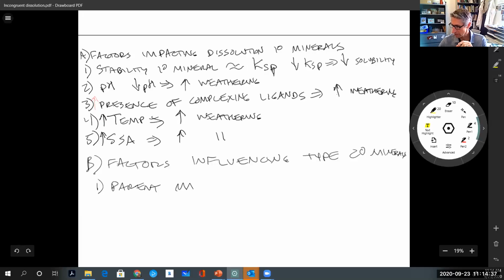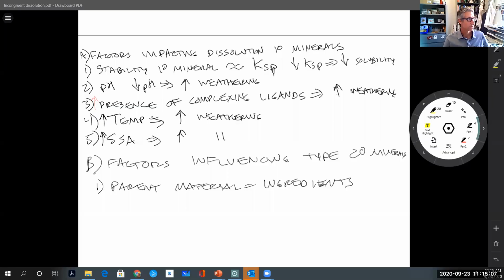And the parent material is the material from which our soil or our mineral is forming. So this is largely dealing with our ingredients. Whatever constituents we have in our parent material are going to be the constituents associated with our weathering products or our secondary minerals that are derived from those original primary materials, or parent materials. And so I'll show you some examples of that right now. It's fairly straightforward here.